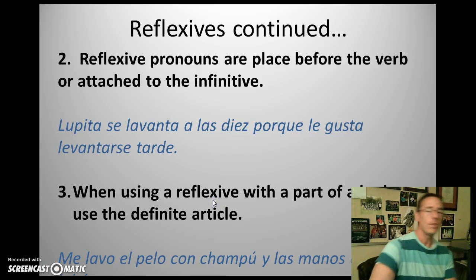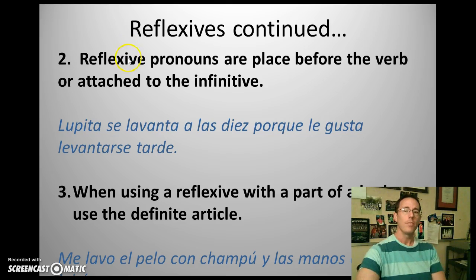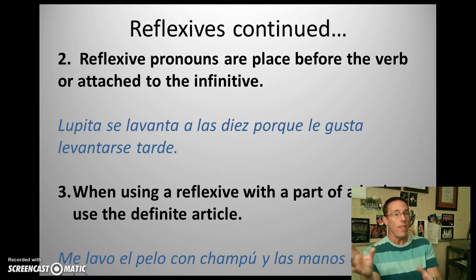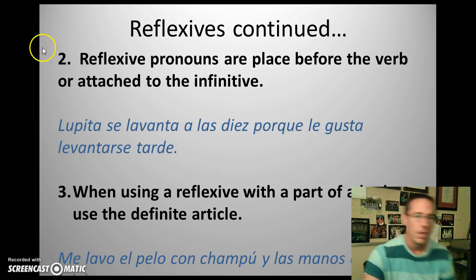A couple other rules. Reflexive pronouns are placed before the verb or attached to an infinitive. What that simply means is that you might have a situation where the conjugation has it in a multi-verb sentence. When it's in a multi-verb sentence, sometimes there's an infinitive afterwards. When that happens, you have a chance to hook it onto the end. Show you what I mean.